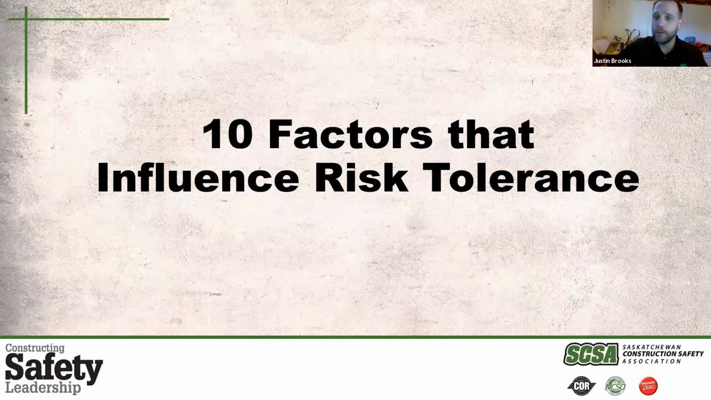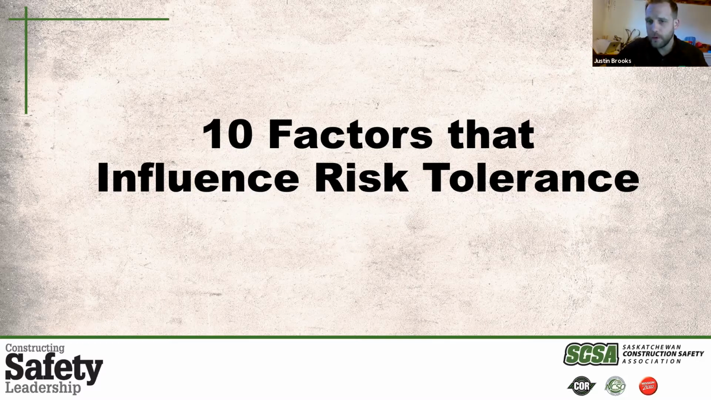Oftentimes when a near miss or incident happens, the discussion generally centers around why the decisions that led to it were made. How could this have happened when we invest so many dollars into safety? This presentation discusses the 10 factors that influence risk tolerance. The goal is that this presentation will help you understand why certain levels of risk are accepted in the first place. At the end of each factor, there are a series of discussion questions that you can use to open the floor to your employees and the management team to further understand how these factors may influence the level of risk acceptance in your company.